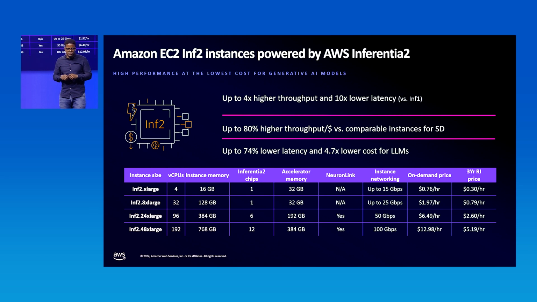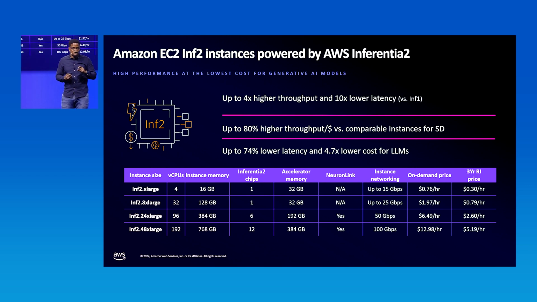4.7x in cost reduction. Each Inferentia accelerator comes equipped with 32 gigabytes of high bandwidth memory, scaling up to 384 gigabytes on the larger instances to enable you to deploy your large models with larger batch sizes and to reduce the need to constantly load and unload data from memory.